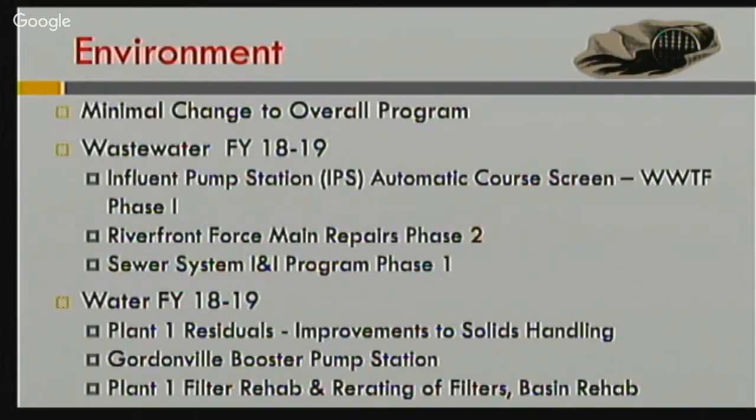In our water, and this is supported by our capital improvement sales tax, we have our plant 1 residuals, which are improvements to solids handling. That's about $1 million. We also have our Cornville booster pump station. That's estimated to be around $900,000. And then we have our plant 1 filter rehab and re-rating, and that's about $1.5 million.